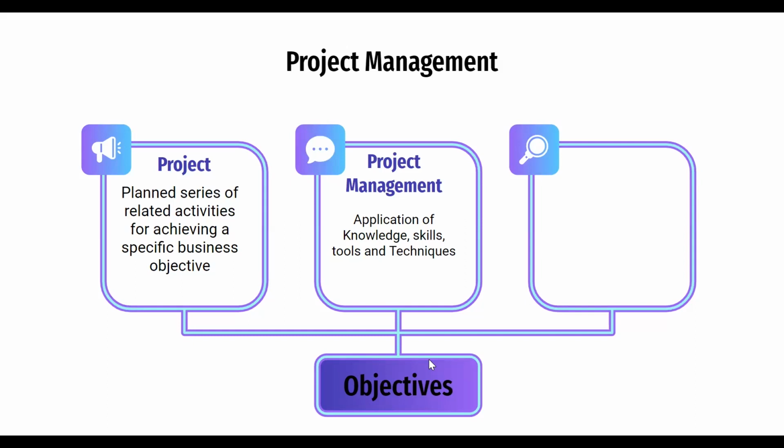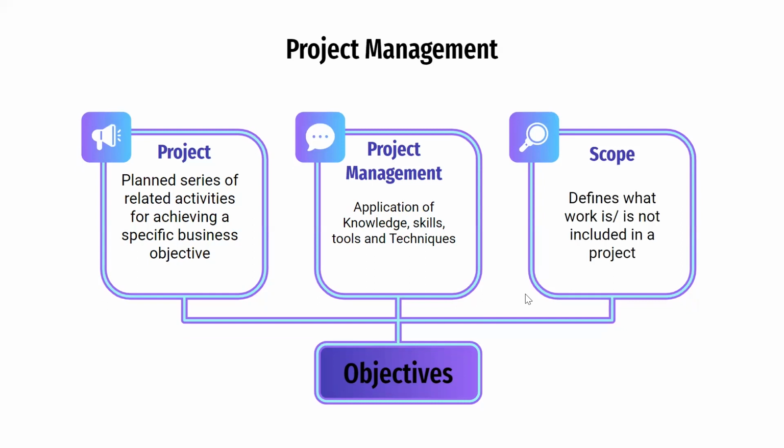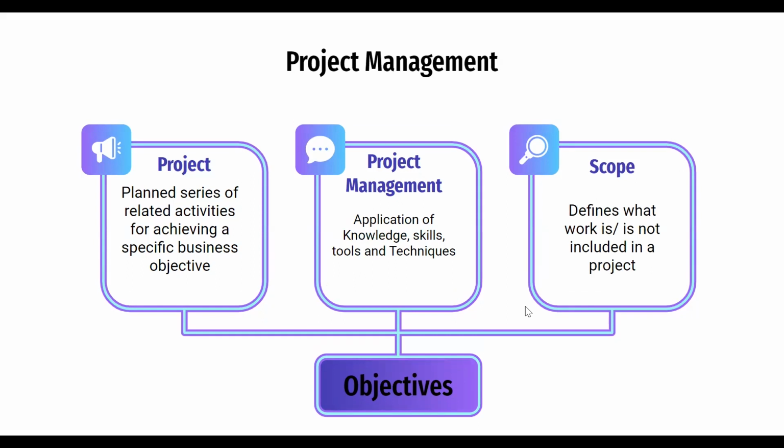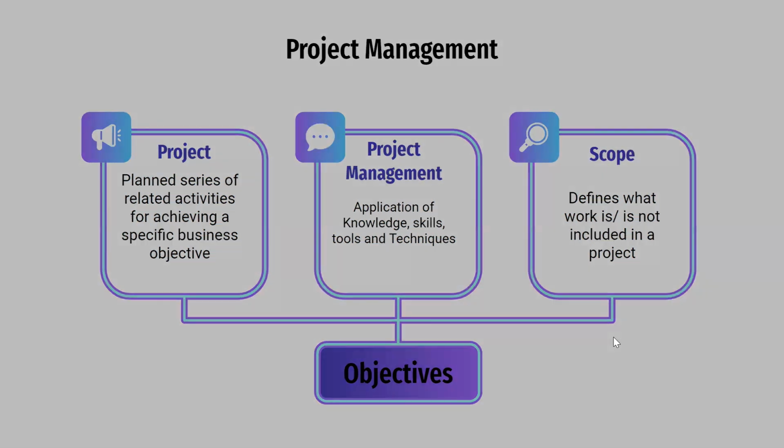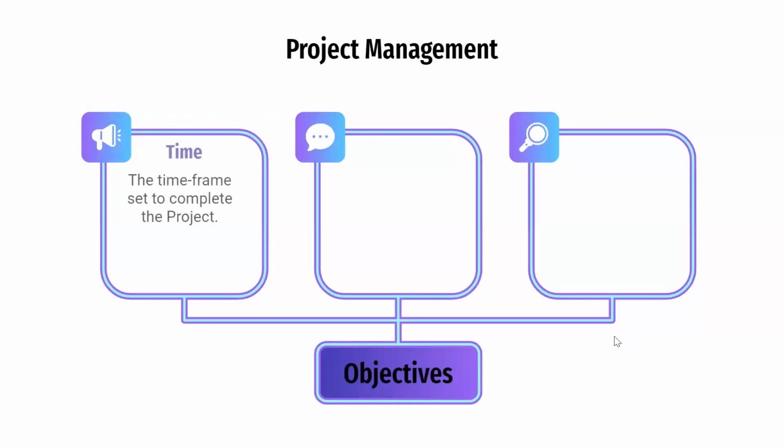So under the project management, there are 5 variables of project management, which are the scope, time, cost, quality, and risk, which will be defined after the slides. Next is the scope. Scope defines what work is or is not included in the project. Next is the time. The time frame set to complete the project.